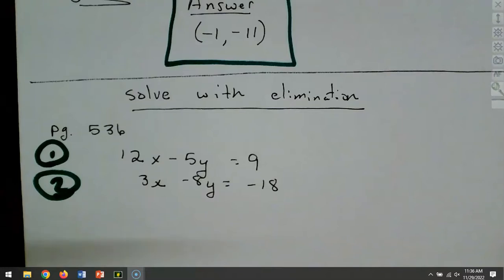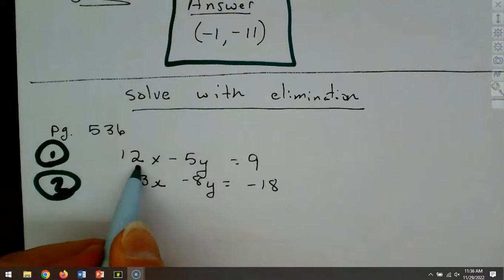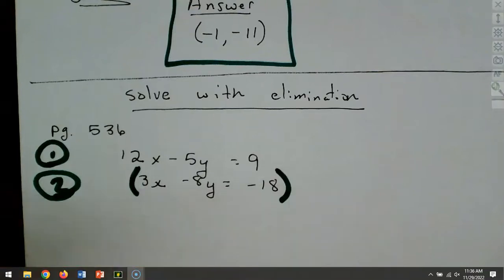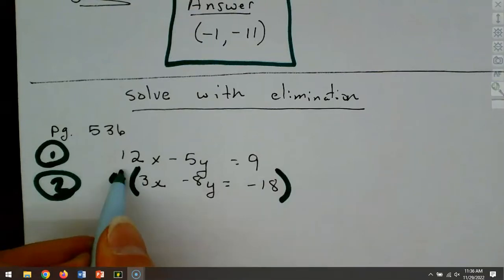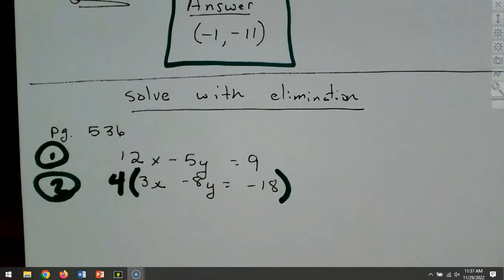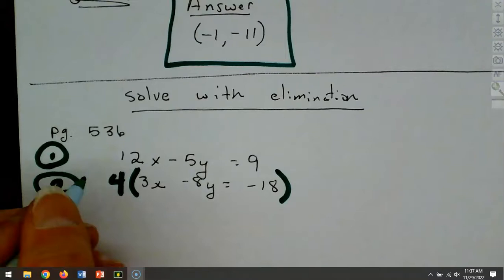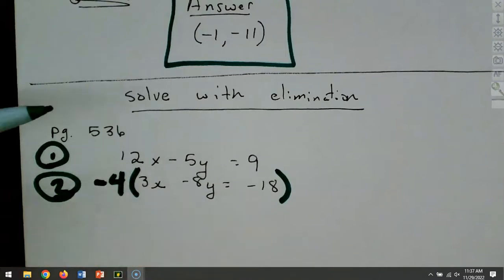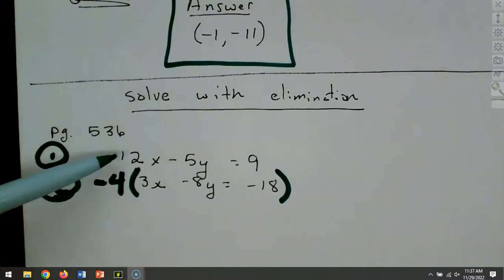4. So let's go ahead and take our second equation here, and we're going to try to eliminate for the x, so we're going to multiply it by a 4. But we're not just going to use a positive 4, we're going to use a negative 4. Why am I going to do that? Because this one has 12x here, right?